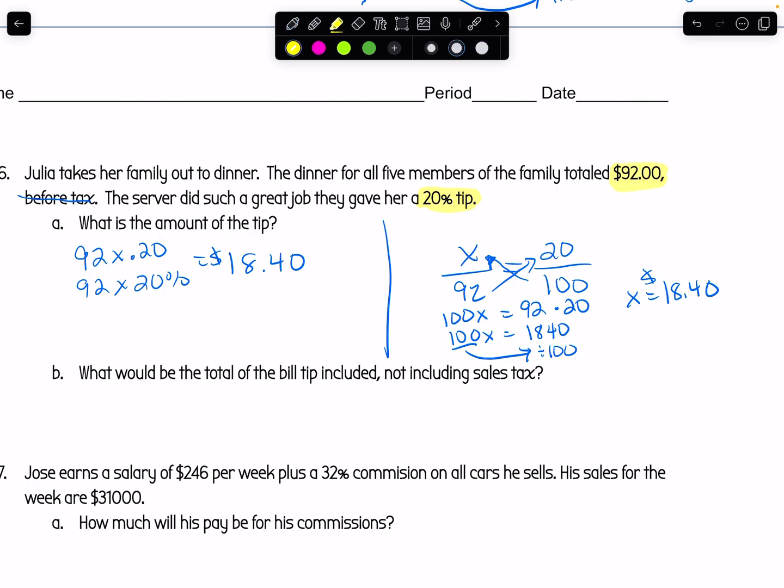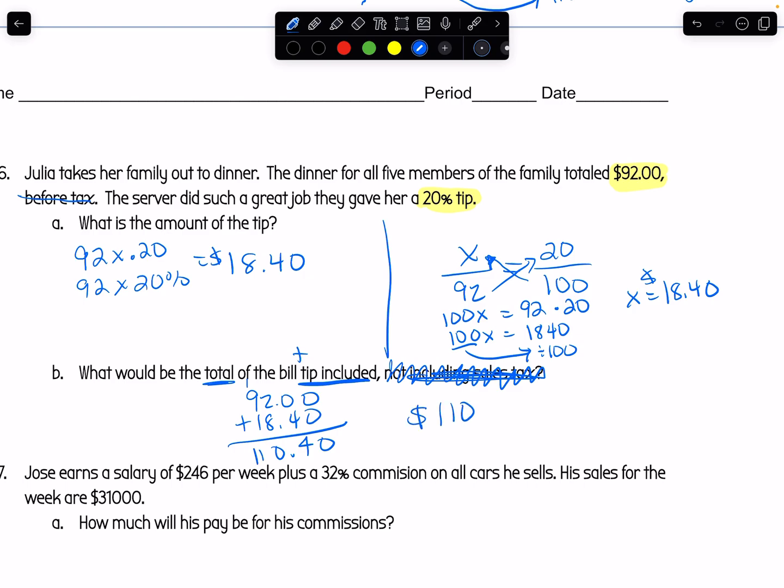Now the next question, stump some kiddos, because it says not including sales tax. So since it's saying not including sales tax, do I care? No. Done. So I'm going to say the total of the bill, tip included, that means bill plus tip, would be $92 plus $18.40, which means $110. That is an expensive meal. $110.40.